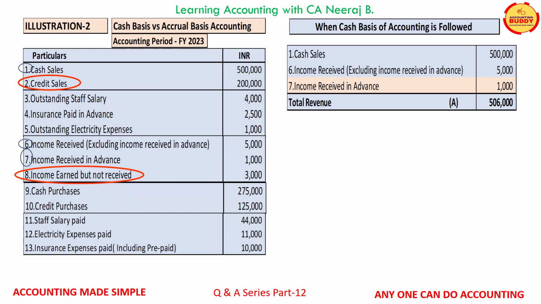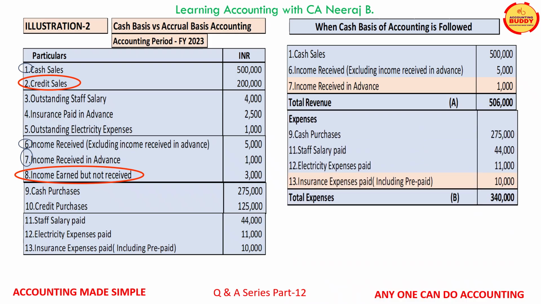Total business expenses of 340,000 will be considered, which comprises serial number 9 cash purchases of 275,000, serial number 11 staff salary of 44,000, serial number 12 electricity expenses 11,000 and serial number 13 insurance expenses of 10,000 including prepaid insurance of 2,500.